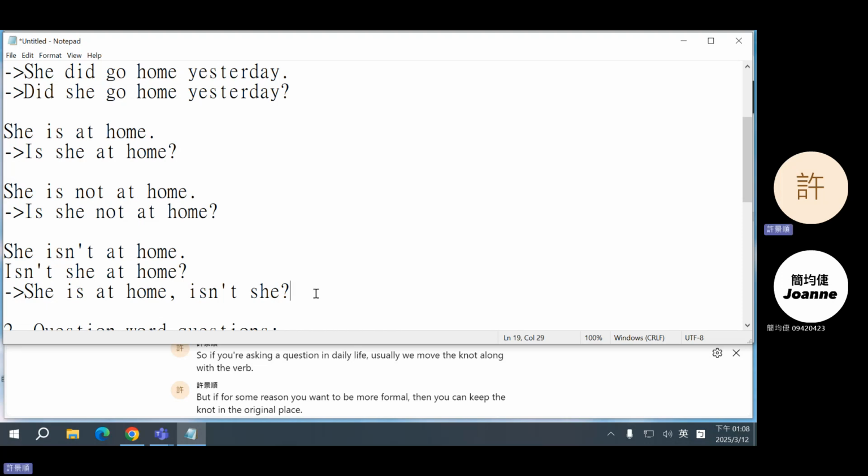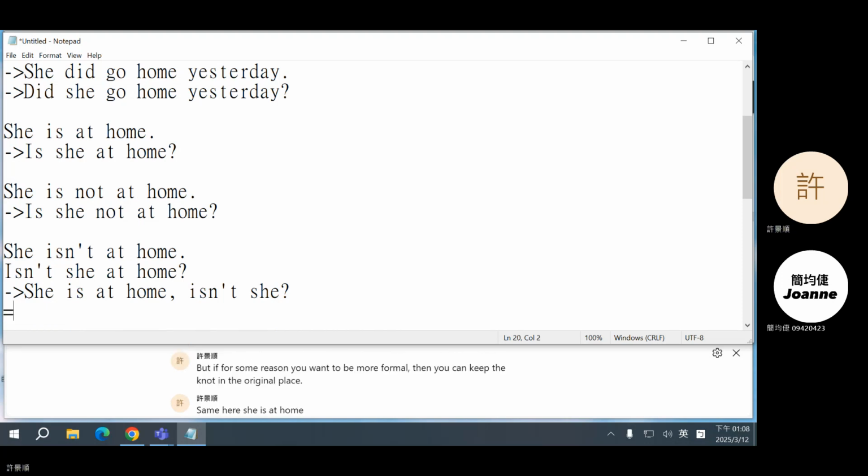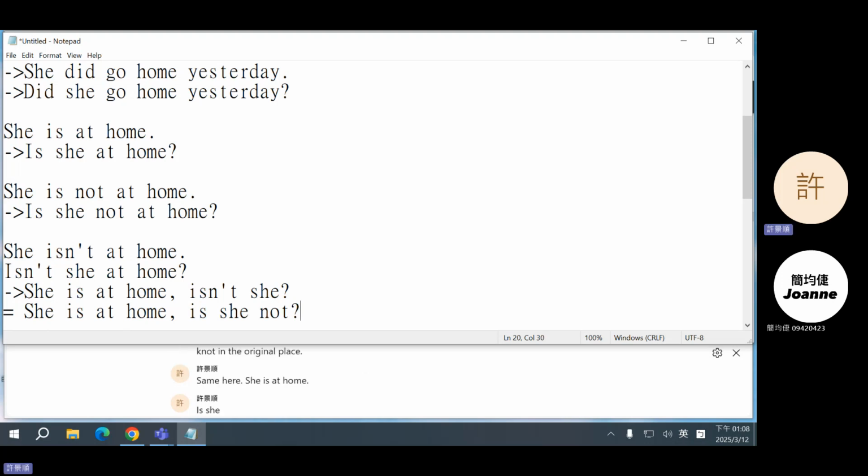Same here. She is at home. Is she not? Again, the meaning is the same. It just feels more formal when you don't move the not.